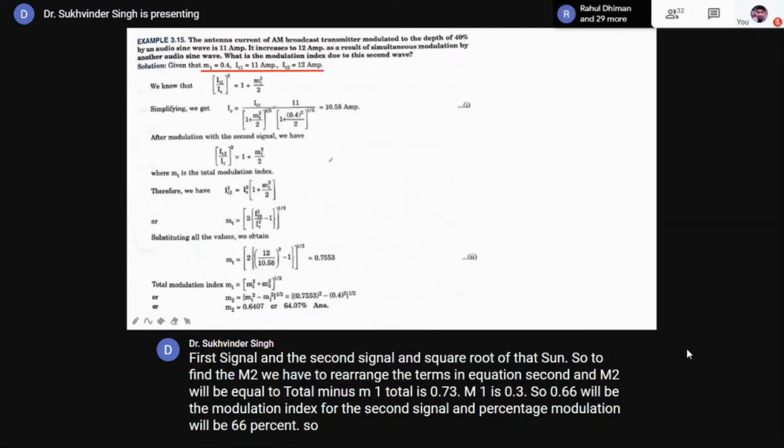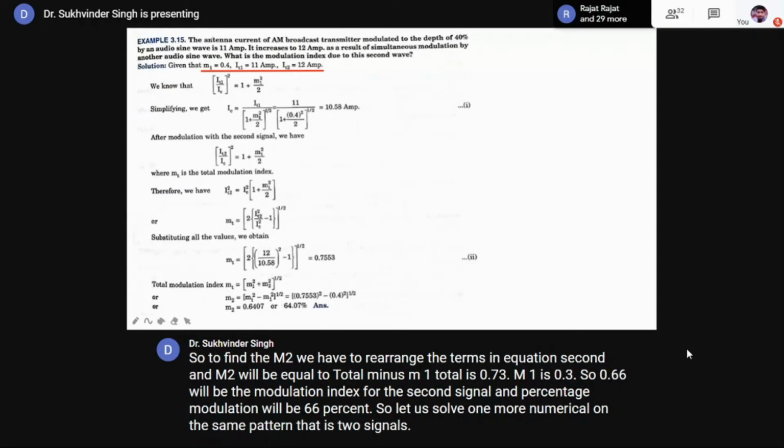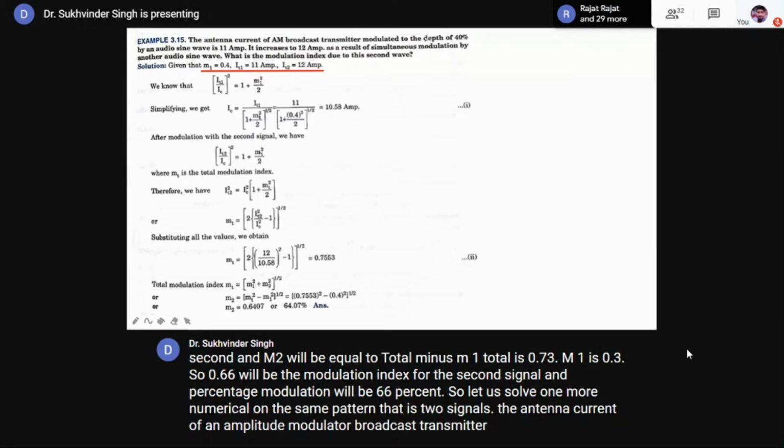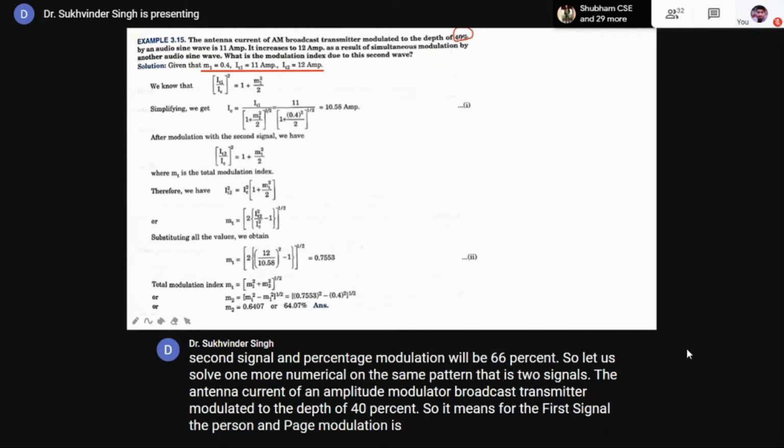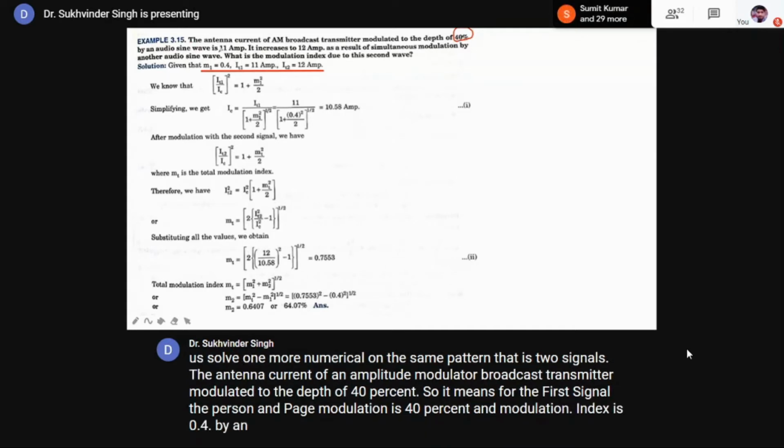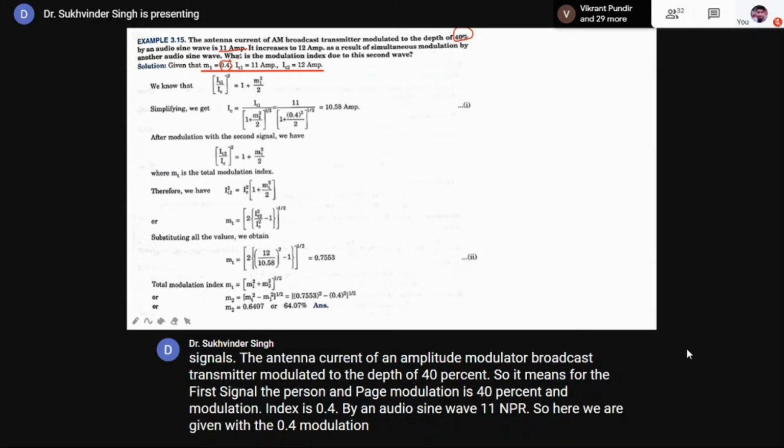So let us solve one more numerical on the same pattern, that is two signals. The antenna current of an amplitude modulated broadcast transmitter modulated to the depth of 40% by an audio sine wave is 11 ampere. So it means for the first signal the percentage modulation is 40% and the modulation index is 0.4, and the current in the modulated wave of the first signal is 11 ampere.